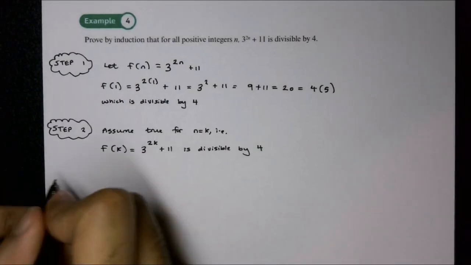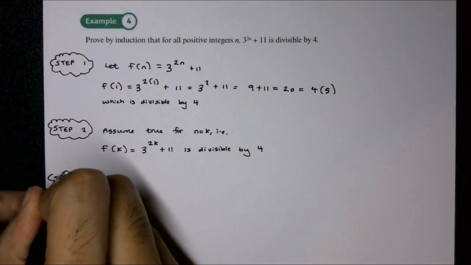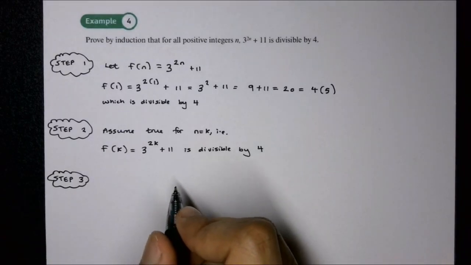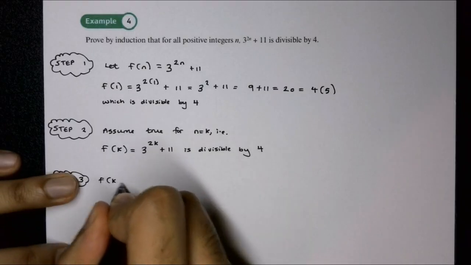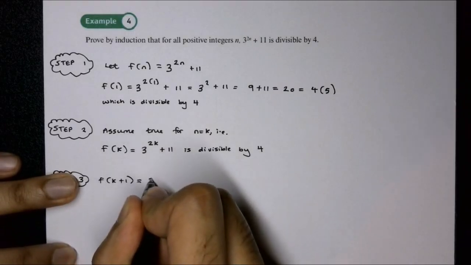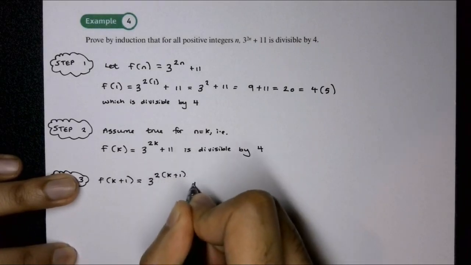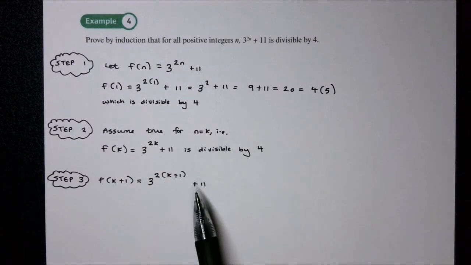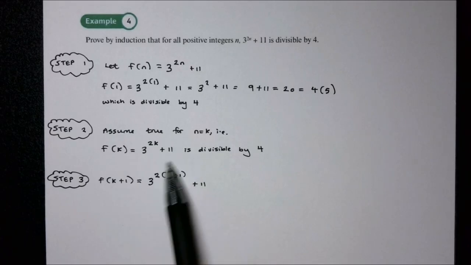So, step 3, we will see what happens for f of k plus 1, and our goal over here is to show that f of k plus 1 is divisible by 4. So, f of k plus 1 is equal to 3 to the power of 2 lots of k plus 1, plus 11. Now, the idea over here, before we move on any further, is to get this line over here similar to what we have over here.